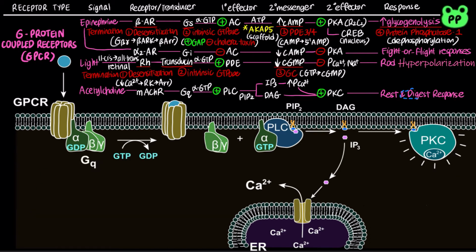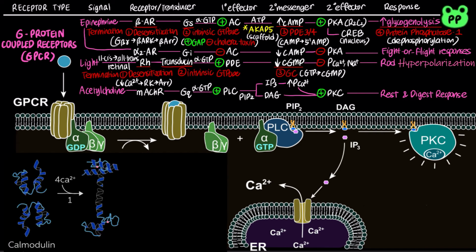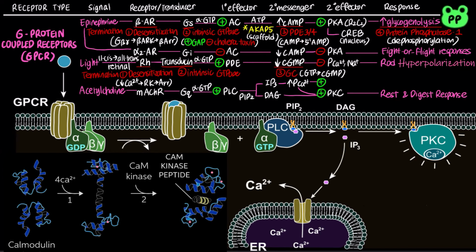The significant rise of cytosolic concentration of calcium cation is also detected by calmodulin, abbreviated as CaM, which is an acidic protein that is part of the calcium calmodulin-dependent kinase, abbreviated as CaM kinase.